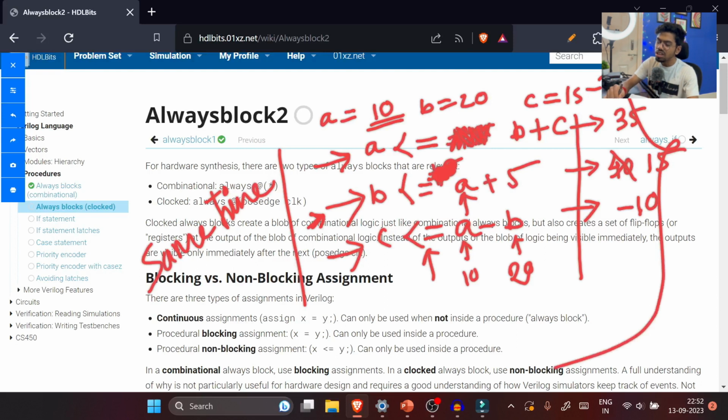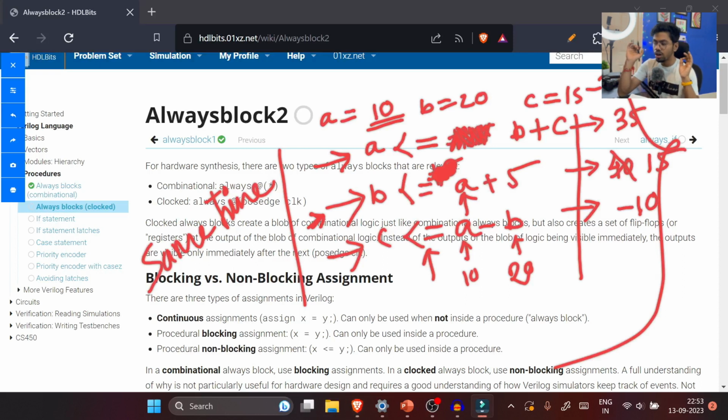And this is a huge example. Probably in your front-end interview, you will get something like that. In your interview, you need to explain why things are happening, and you need to tell them, right? So this is a nice example to let you know how non-blocking assignments work.